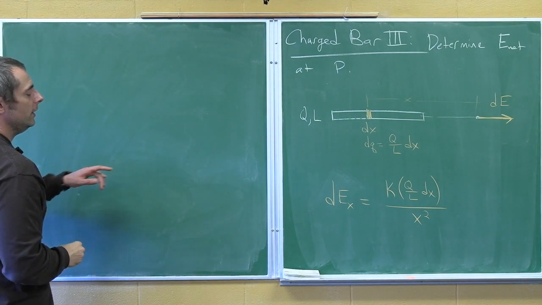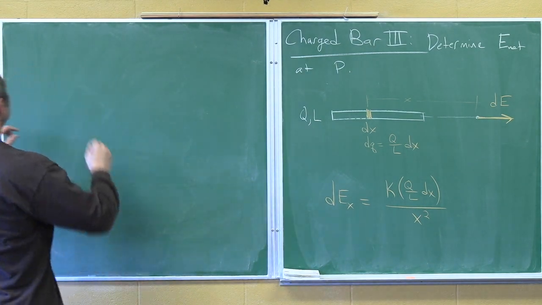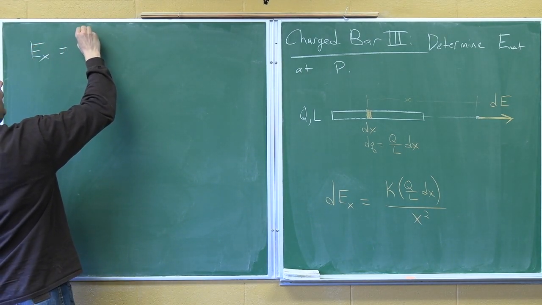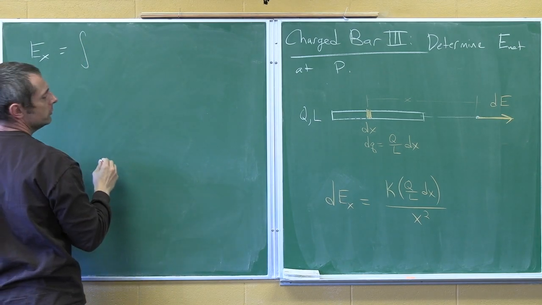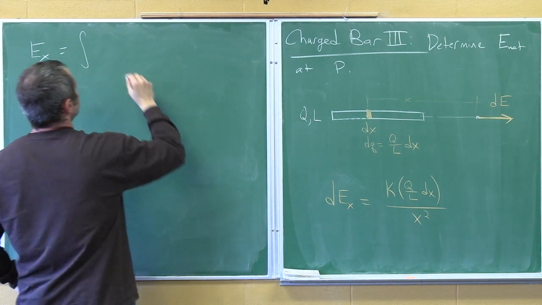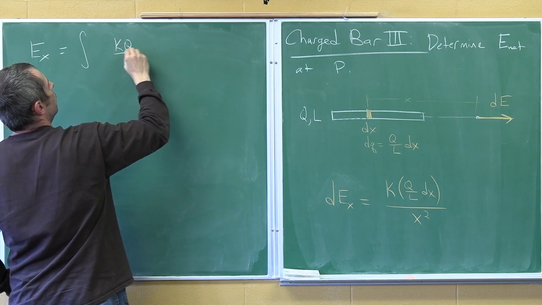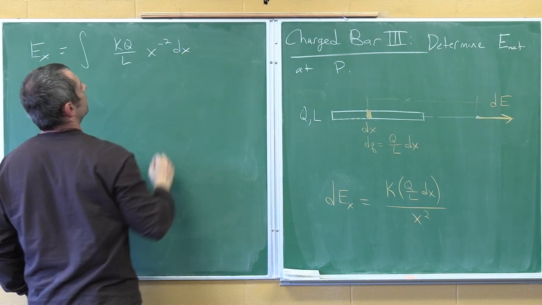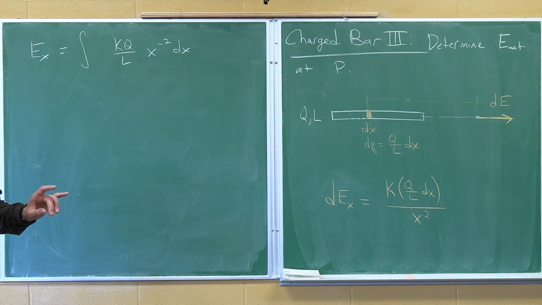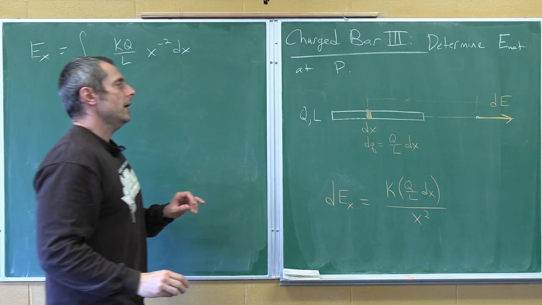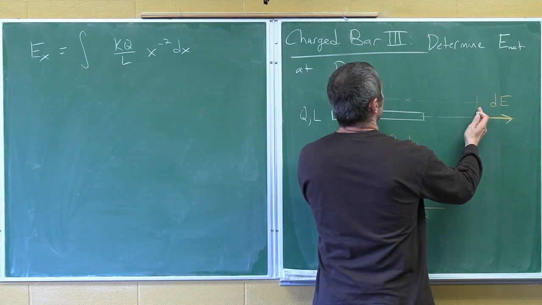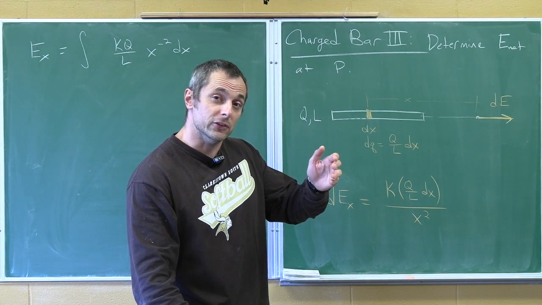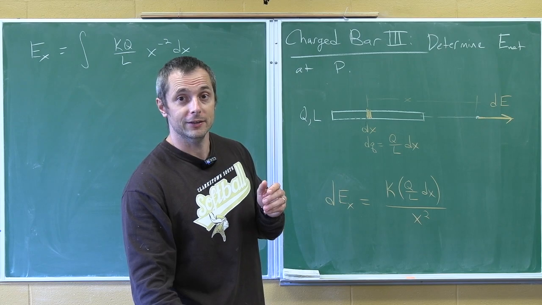Okay, let's move on. So now, if we add up all the pieces, we will have the total E in the x direction. We're going to add up, leave some space for the limits. I'm just going to rewrite this as K, Q over L, all the constants, x to the minus 2 dx. All right, so the limits, okay? So if this is x, what does x have to change from what value to what value for me to sweep across the bar as I'm integrating?